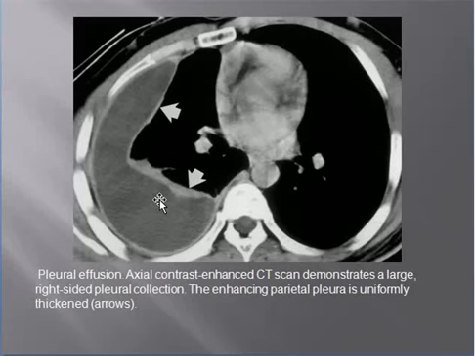Now, axial scan through the chest of a patient. In this you will see there is pleural effusion. This is axial contrast enhanced CT, which demonstrates a large right-sided pleural effusion. The enhanced parietal pleura is uniformly thickened, depicted by the thick arrows.